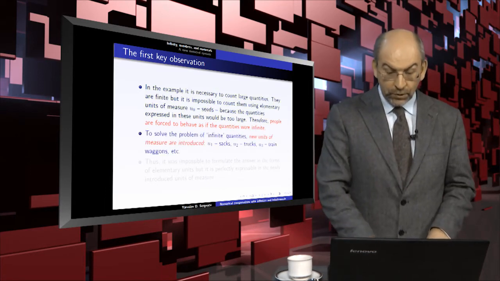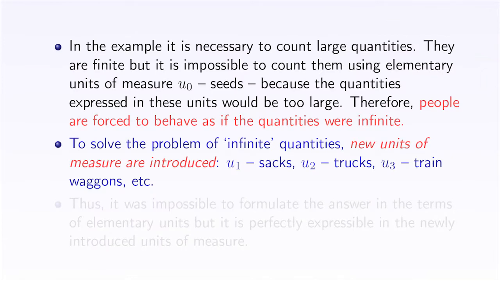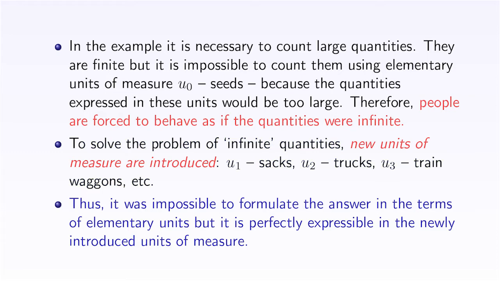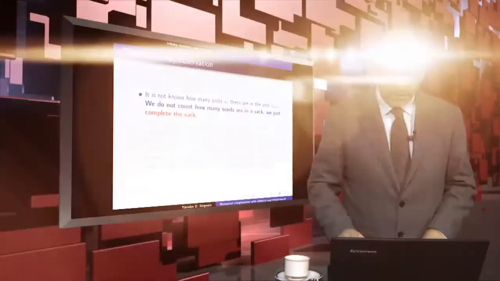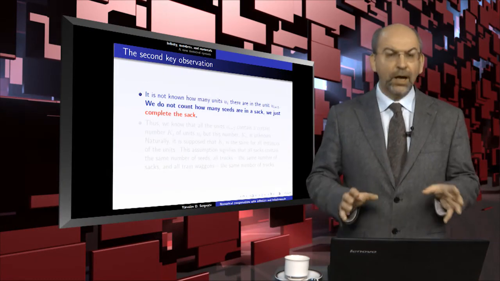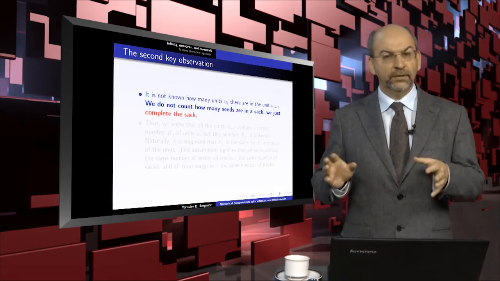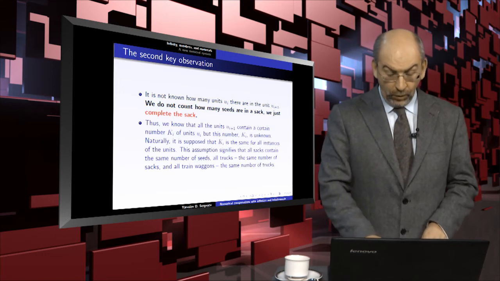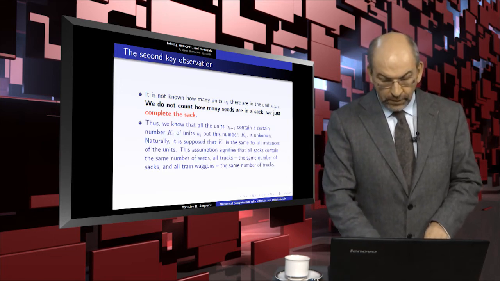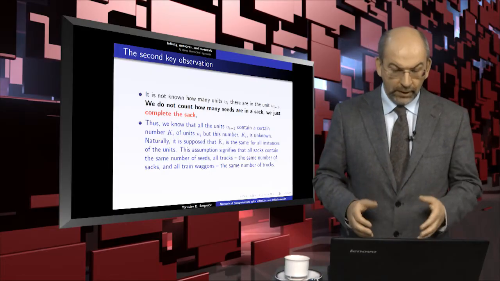They have introduced new units of measure: sacks, trucks, and train wagons. It was impossible to formulate the answer using only elementary units, but it is perfectly expressible in the newly introduced units. Then, it is interesting that we do not count how many seeds there are in a sack, how many sacks in a truck, how many trucks in a train wagon. All units u_{i+1} contain a certain number chi of previous units, but it is unknown. In spite of this, we are able to execute the computing.